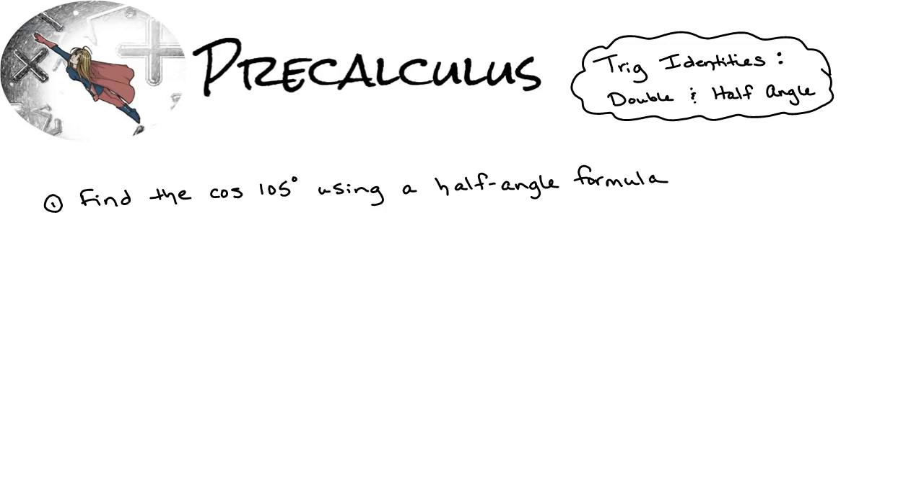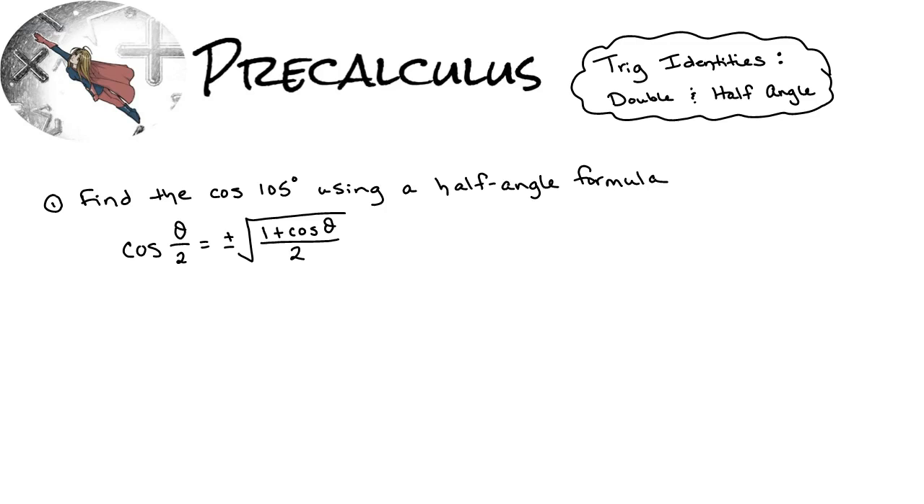So I'm going to copy down the half angle formula for cosine, which is cosine of theta over 2 equals plus or minus the square root of 1 plus cosine of theta all over 2. All right, so that is the half angle formula for cosine.